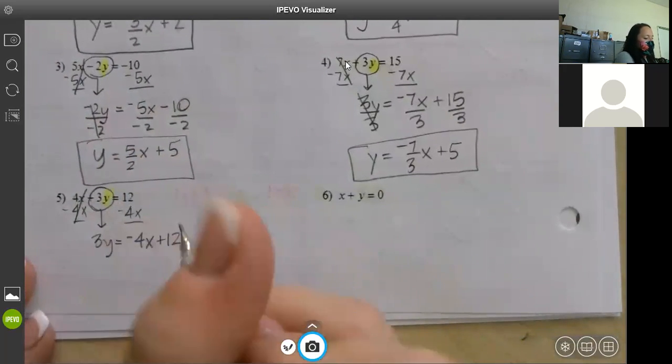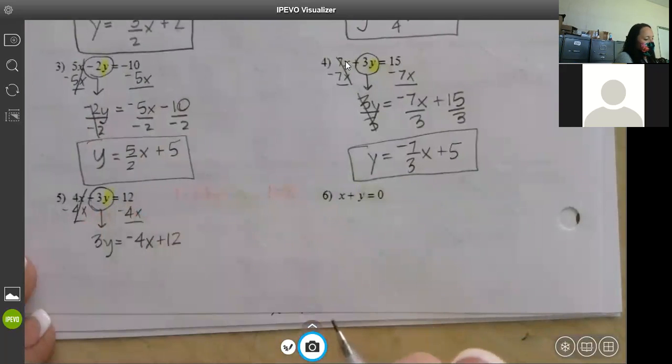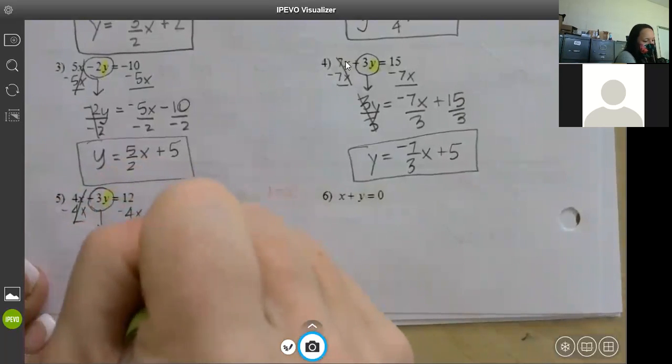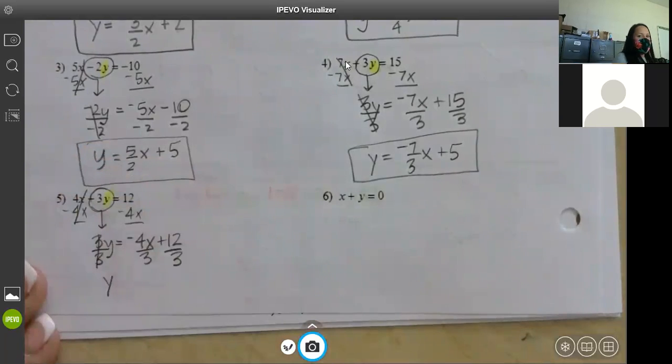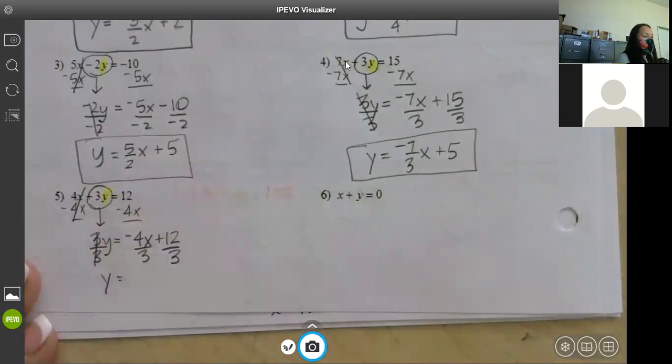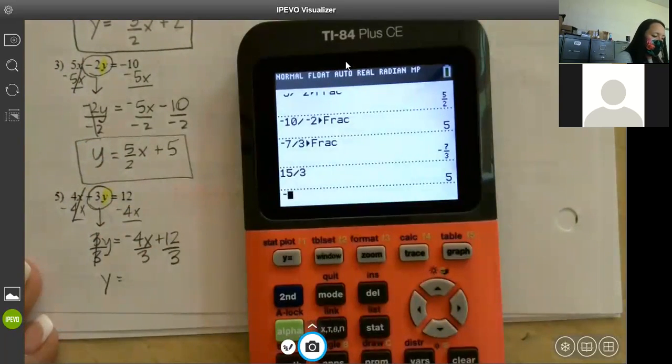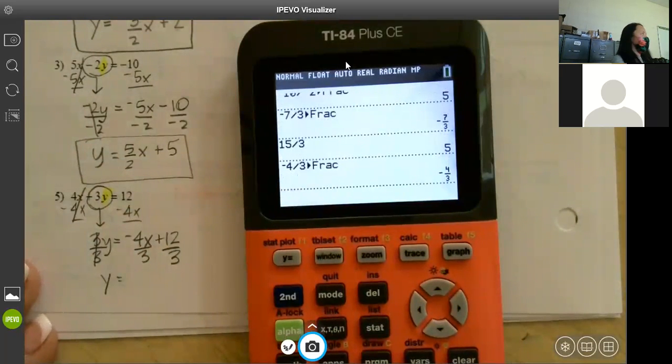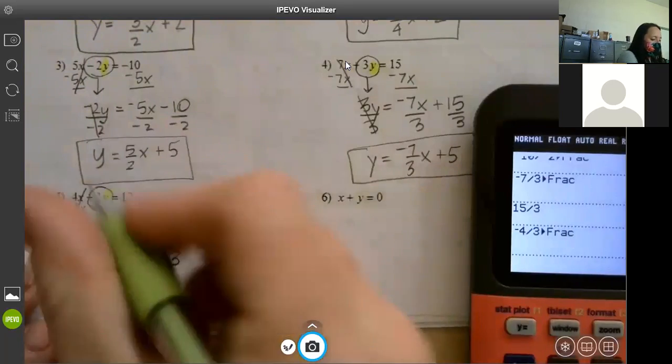Last step. Subtracting or dividing. Perfect. Dividing by 3. Great job recovering. Good job. The 3's cancel. We get y equals. Again, if you're not sure, let's see if negative 4/3 math enter reduces. It does not. So we keep it the same.